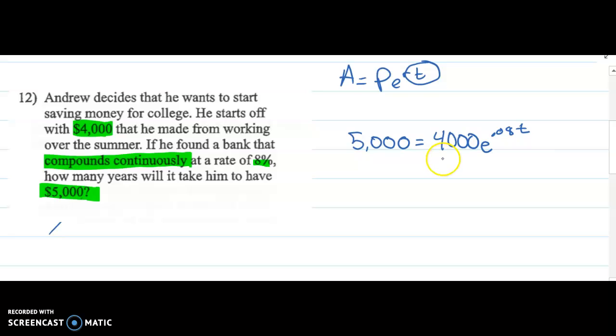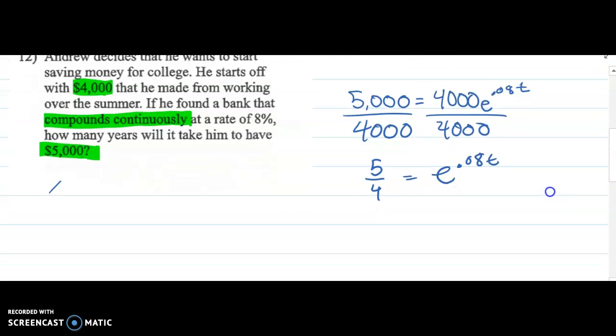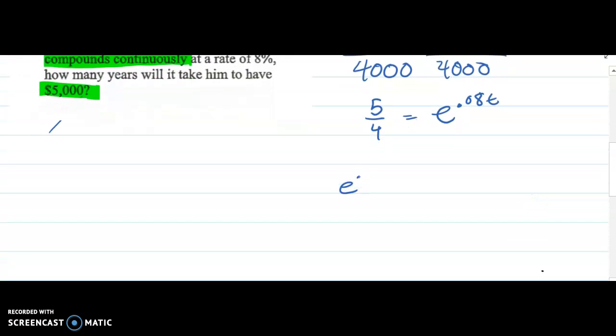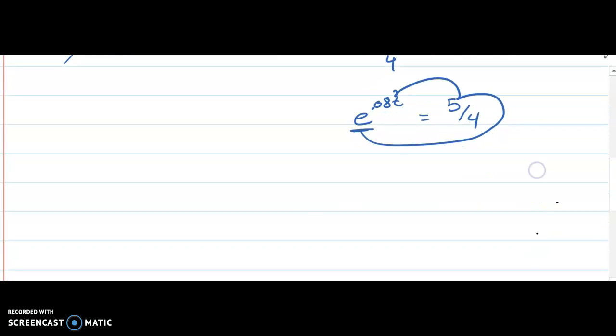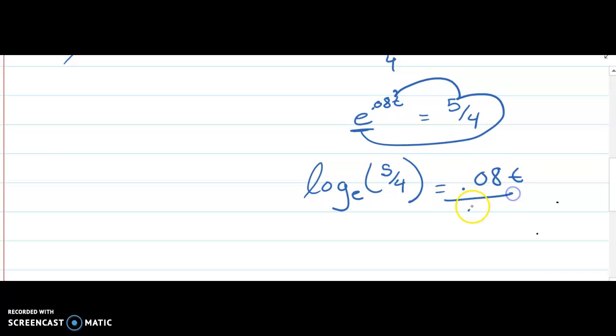Okay, now I just solve for t. So I'm going to start by dividing by 4,000. This gives me 5 over 4 equal to e to the 0.08 t. I'm going to flip this around so I can use my log. Going from an exponential to a log, I go to a log base e. Log base e of 5 over 4 is equal to 0.08 t. Divide by 0.08.